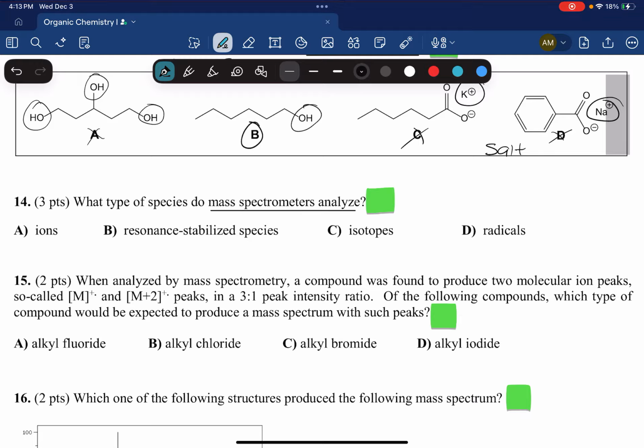Which of these species do mass spectrometers analyze? This is a definition question, and I want to say it's ions. It's not resonance stabilized. It's not radicals. I don't think it's isotopes. I think it's just ions.